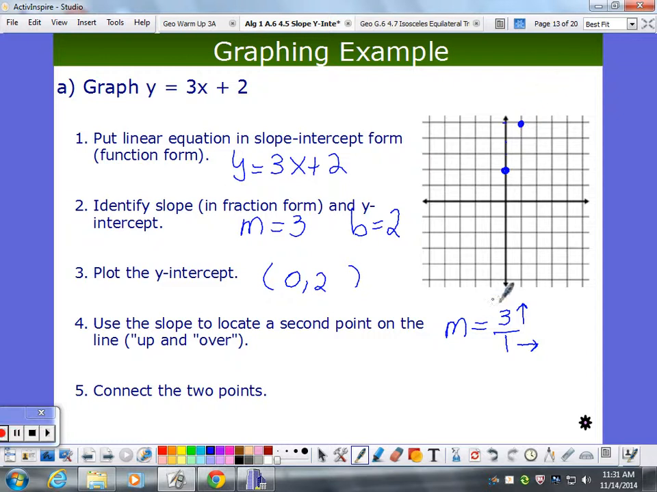So what's the equivalent of going up and right? Down and left is equivalent. So 1, 2, 3, over 1 left. 1, 2, 3, down, left 1. And there we go.